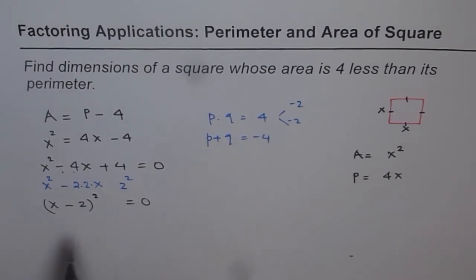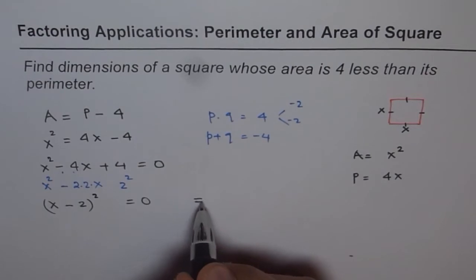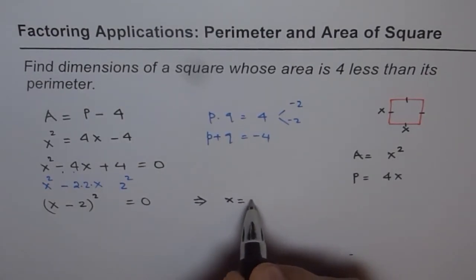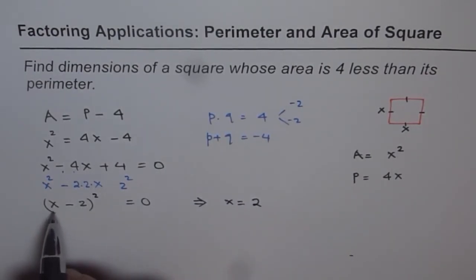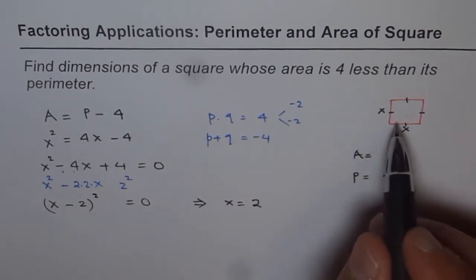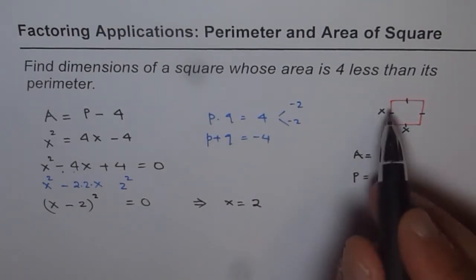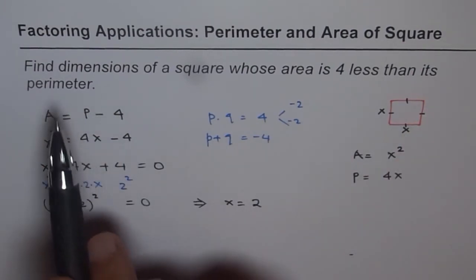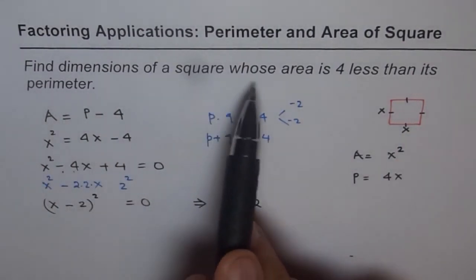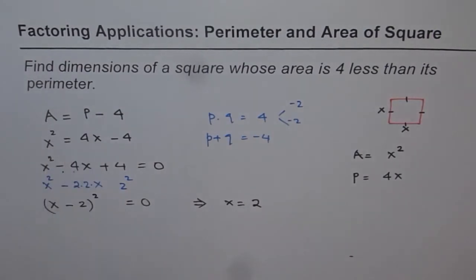And that is possible for x equals to what value? x equals to 2, right? So this implies that x is equals to 2, right? Since if we put x equals to 2, we get 2 minus 2, which is 0. So that means our dimensions is 2 by 2, right? So the question is find dimensions of the square whose area is the given condition.